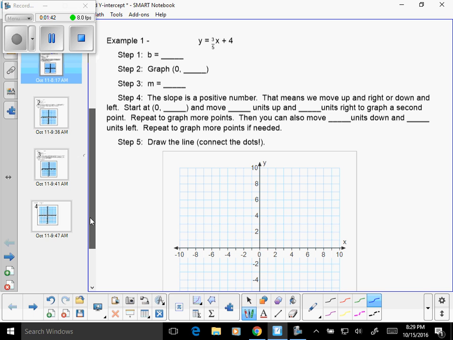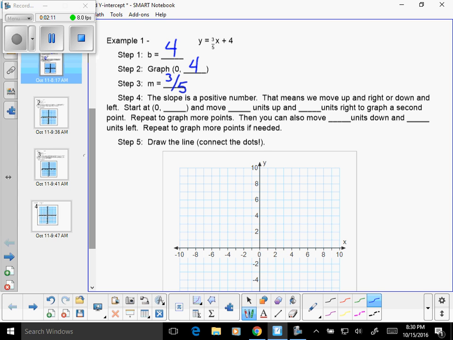So let's look at example 1. 3/5 x plus 4. In other words, 3 over 5 times x plus 4. Our intercept is the 4. That's the b. So we're going to graph 0, 4. Our slope is 3 over 5. Now, remember, this is a positive number, and that's going to make a difference.